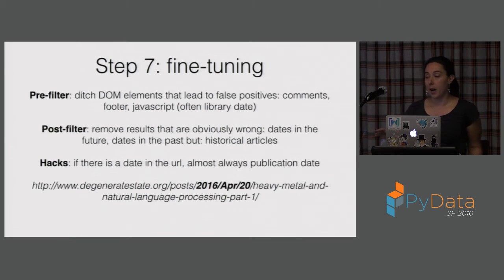For post filtering, I remove results that are obviously wrong. So dates that are in the future obviously can't be the date. And then I also remove dates that are in the past, but there was a gotcha with this. I said, okay, if something is before, let's say 1980, or close to the beginnings of the web, it can't really be the date of something on a website. So I'll just eliminate that.